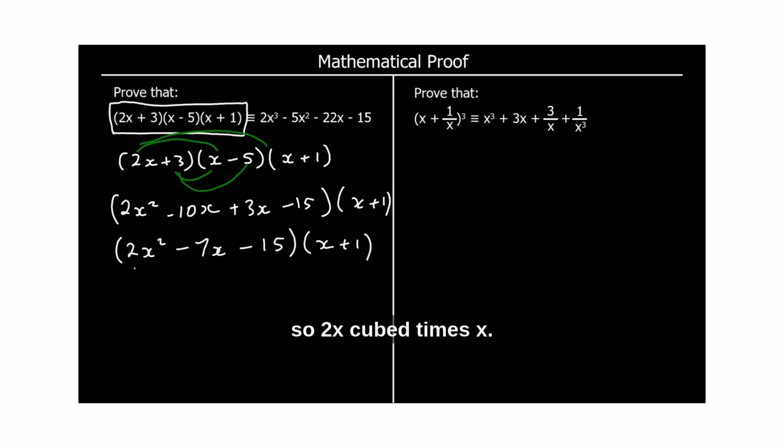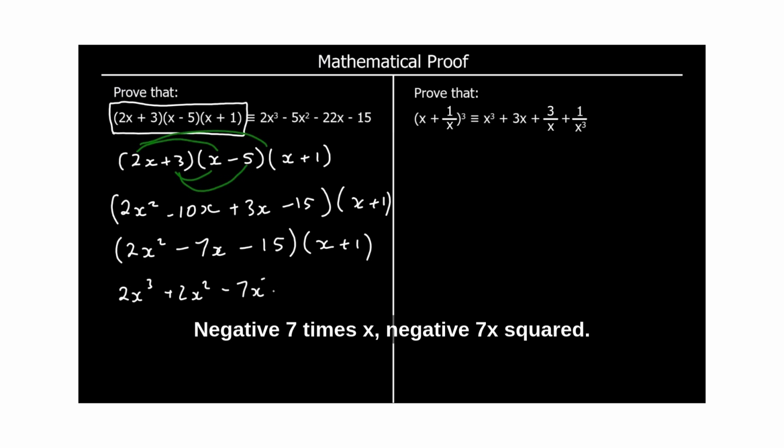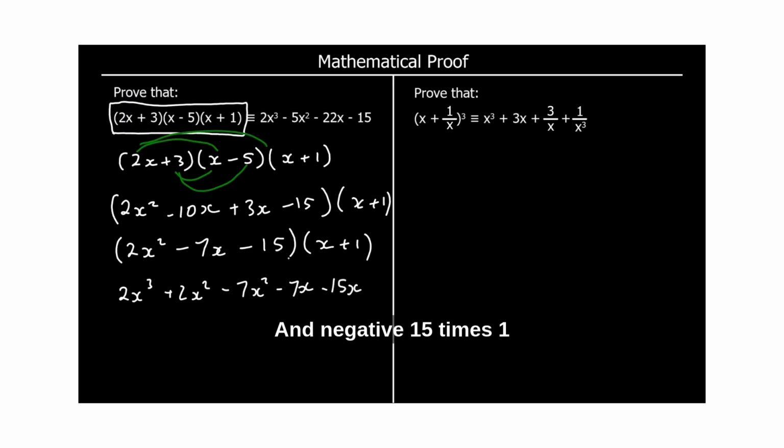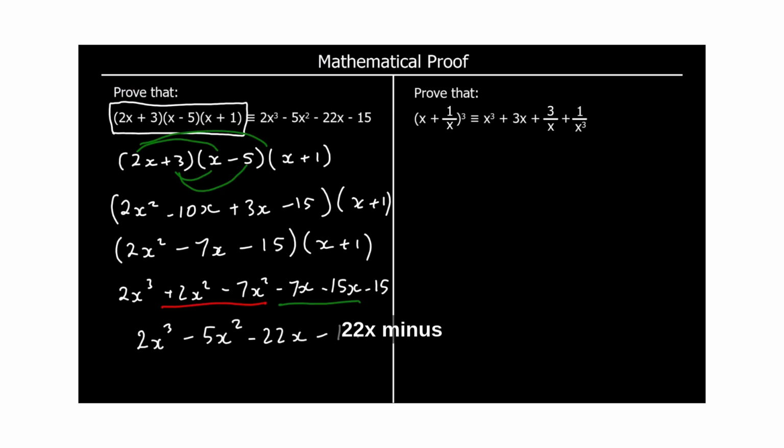And expand again, so 2x squared times x is 2x cubed, 2x squared times 1 is 2x squared, negative 7 times x is negative 7x squared, negative 7x times 1 is negative 7x, negative 15 times x is negative 15x, and negative 15 times 1 is negative 15. And then collecting the like terms, we get 2x cubed minus 5x squared minus 22x minus 15.